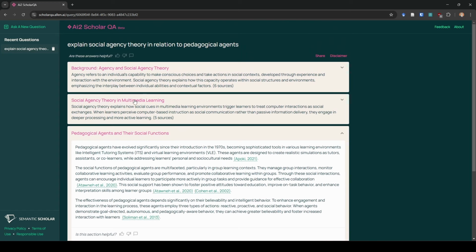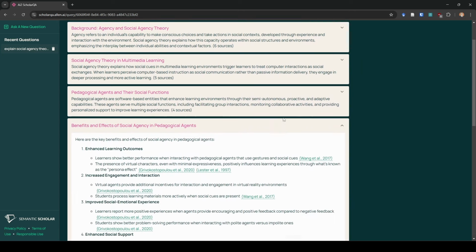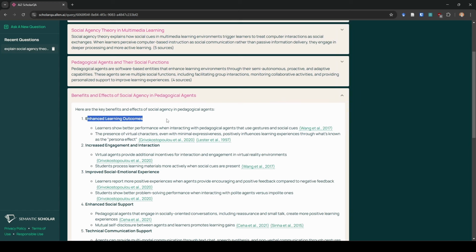So it gave us background so far. It told us about social agency theory. It told us about some of the social functions of pedagogical agents. Now let's see what the benefits it says are. Enhanced learning, yes, this is the biggest one that people claim.